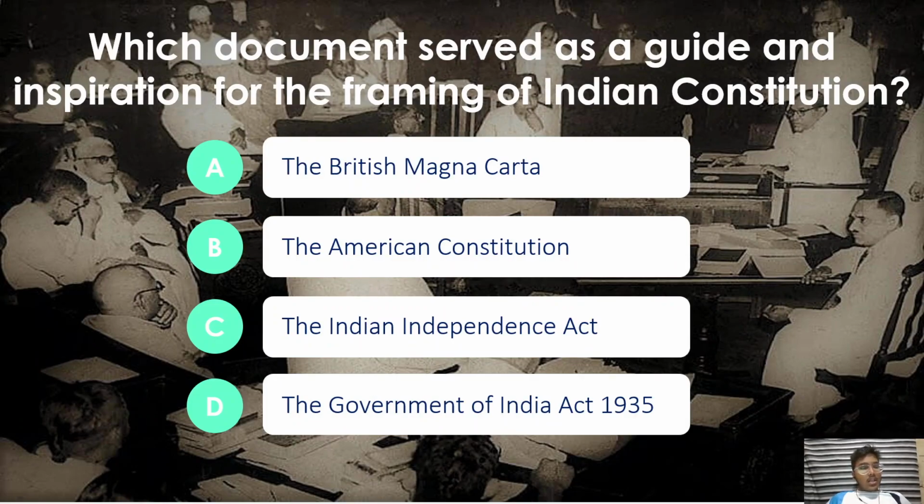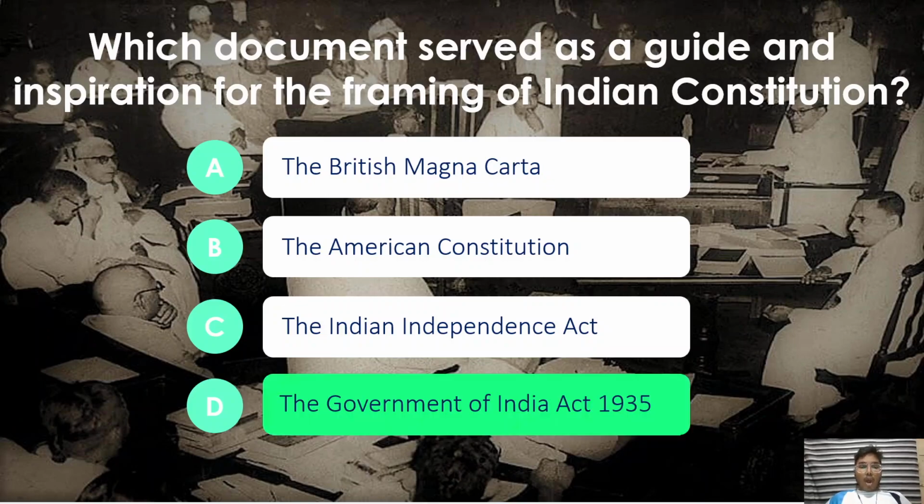The third question is, which document served as a guide and inspiration for the framing of the Indian Constitution? The options are A. The British Magna Carta, B. The American Constitution, C. The Indian Independence Act, and D. The Government of India Act 1935. The answer is option D, the Government of India Act 1935.